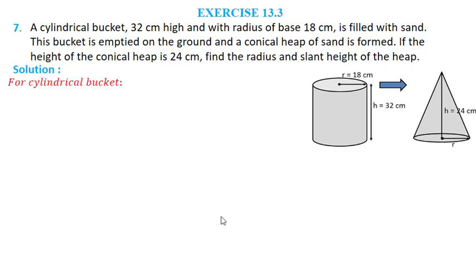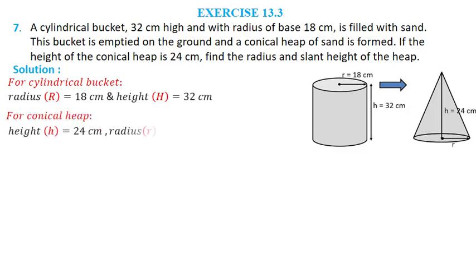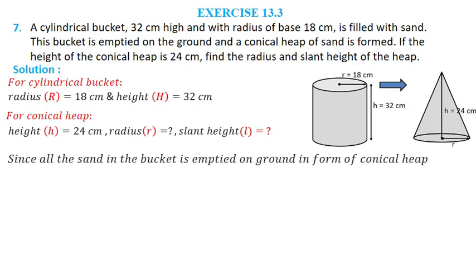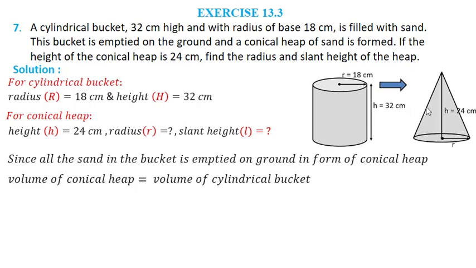So for cylindrical bucket we have given radius 18 centimeter and height is 32 centimeter. For conical heap I know height, radius and slant height we have to find out. Now since all the sand of the bucket is emptied on the ground in the form of conical heap, we will say that volume of conical heap is equal to volume of cylindrical bucket. Now we will put their formulas. So 1 by 3 pi r square h is equal to pi capital R square capital H. I want small r, so I will keep this r square on left hand side and move rest of the terms. So r square is equal to 3 capital R square capital H divided by h.